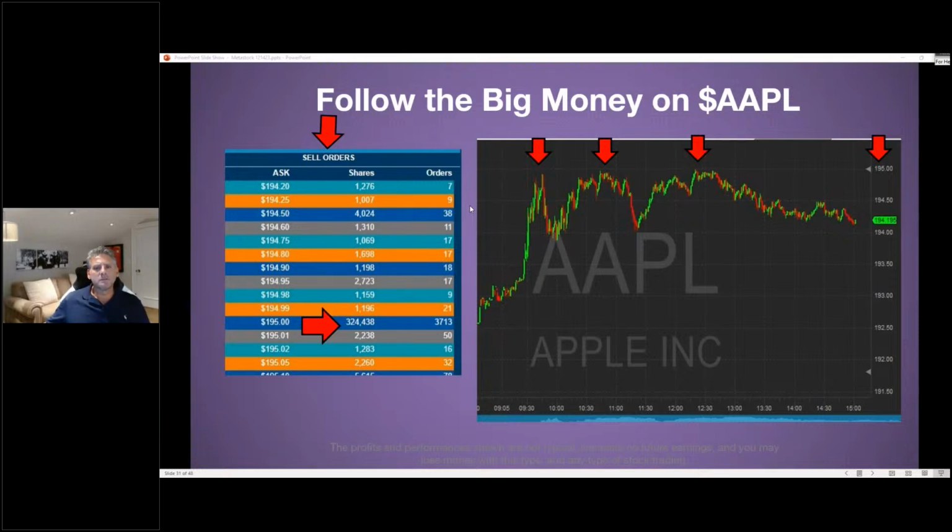Let's look at Apple. Want to see something even more crazy? Apple had a 300,000 share seller at $1.95. Look what happened. It hit 195 and came back down to 194. Hit 195, came back to 194. How much more obvious does it have to be to let you know that all those sellers are out there? Just out of curiosity, I want to see what happened, and I'll show it to you in real market hours. Hold on.